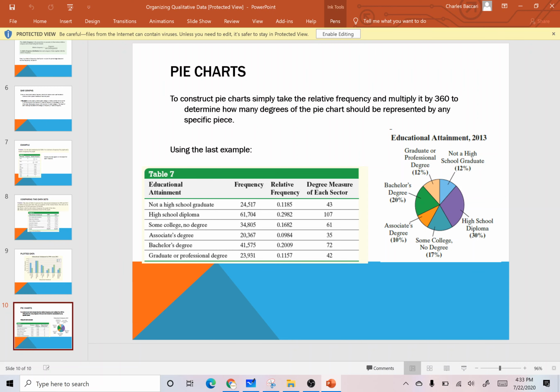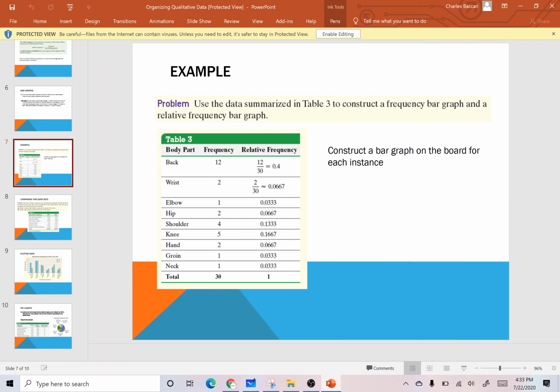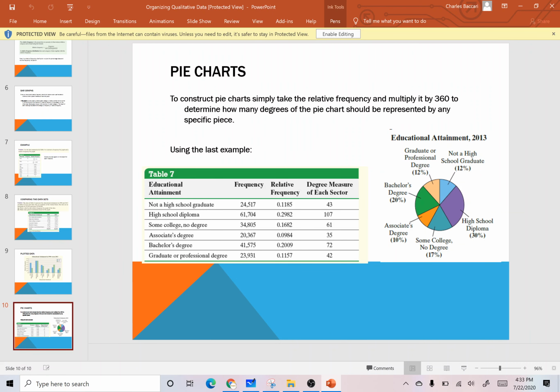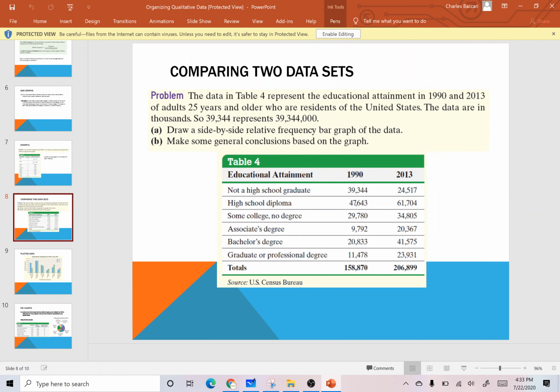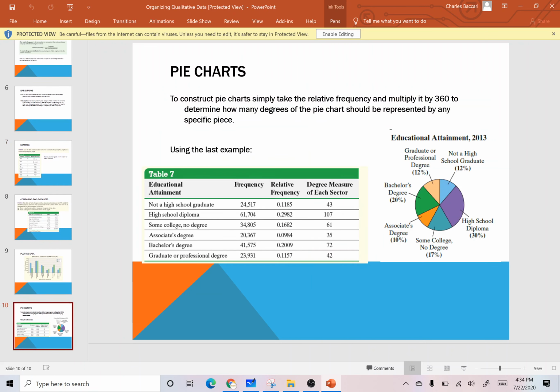Simply take the relative frequency and multiply by 360. So for instance, this is 0.4. If you multiply that by 360, you get 40% of 360, which would be 144. So 144 degrees of this circle would represent back injuries if we were doing it in this case, but since we're not, just look at the relative frequency here. 0.1185 times 360, you get 43. And if you add up all of the degrees of measure, it will add up to 360 to fill up the entire chart. And it's sort of important to make sure that this chart kind of represents those angles.